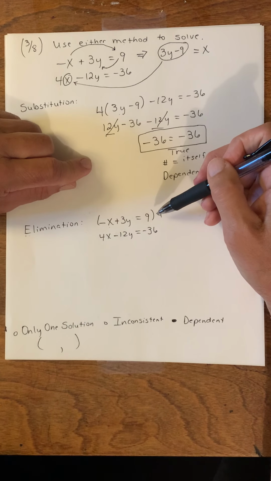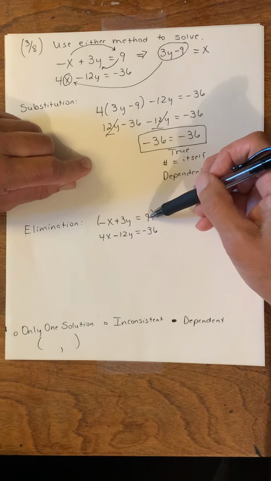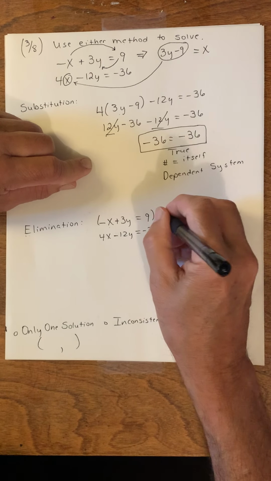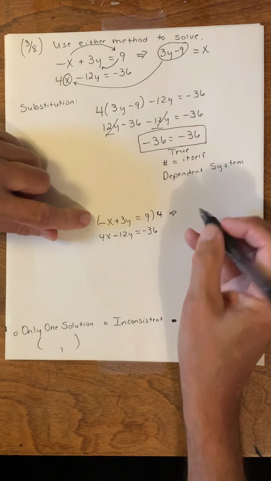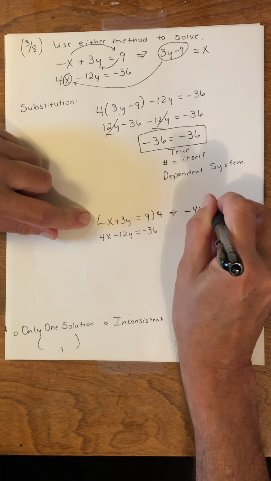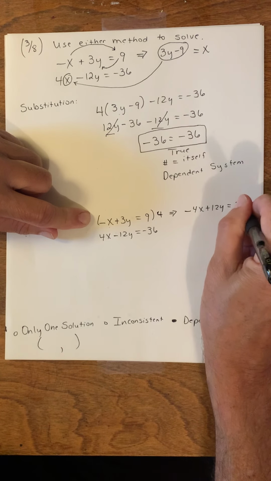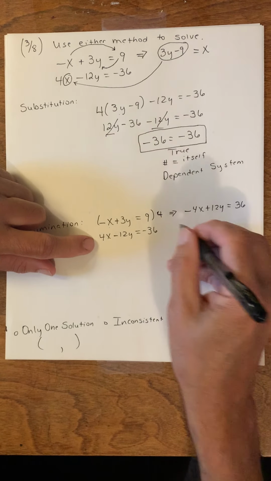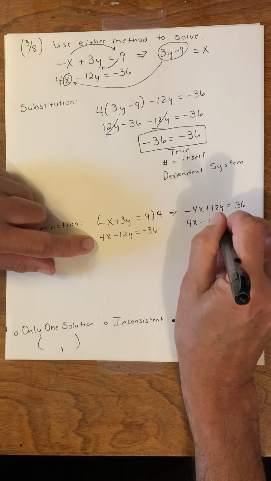Now, I can't just multiply one term or half of the equation. I have to multiply every single term by the same value. And I'm choosing 4 because I'm going to make some opposites here. 4 times that. 4 times that. So I made opposites. Write this one as before.